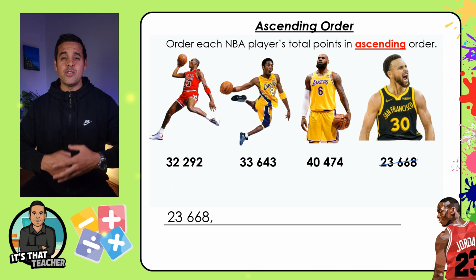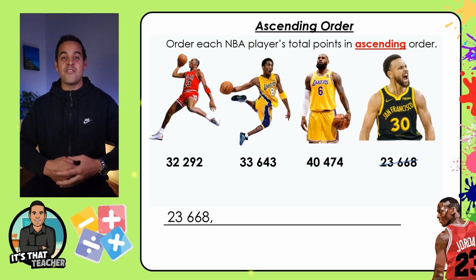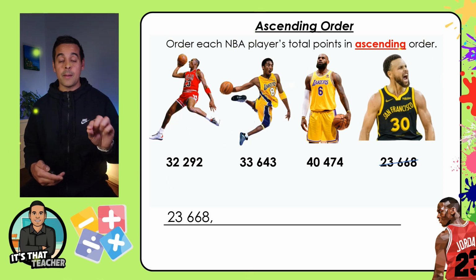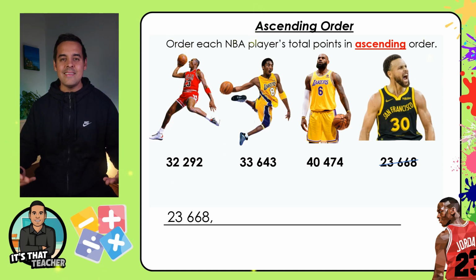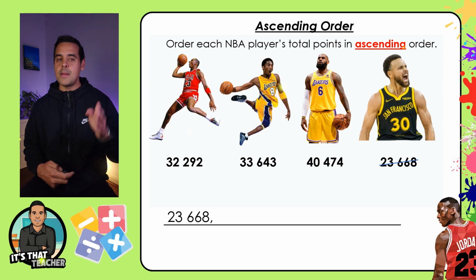Now, what happens when you cross it off? The process gets far easier because every single time you cross off a number, there are fewer numbers left in the sequence of numbers, the group of numbers, which means it's actually easier the longer it goes. So the next number here would actually be Michael Jordan, 32,292. Cross that number off, remember, and put it below.